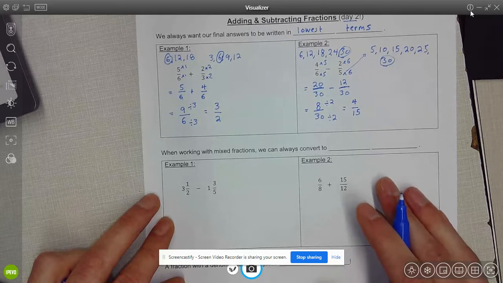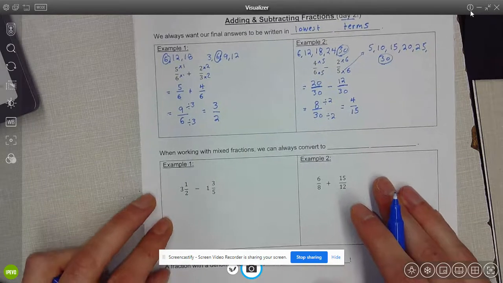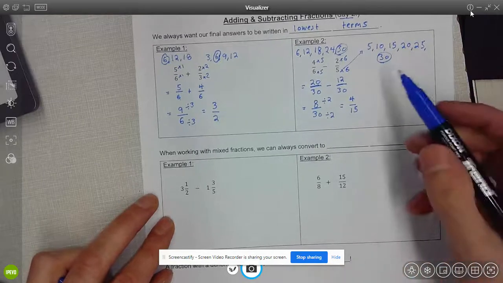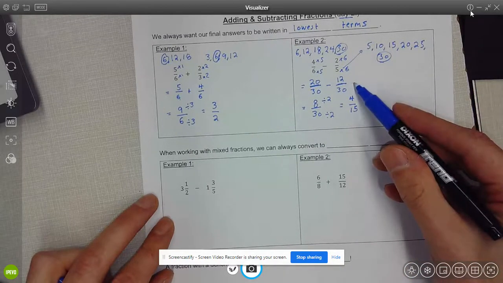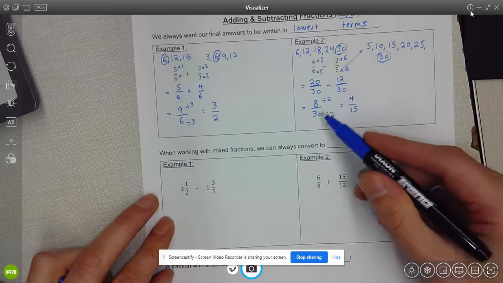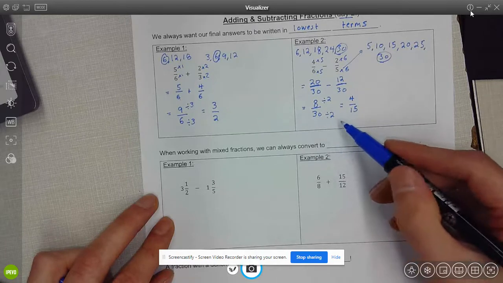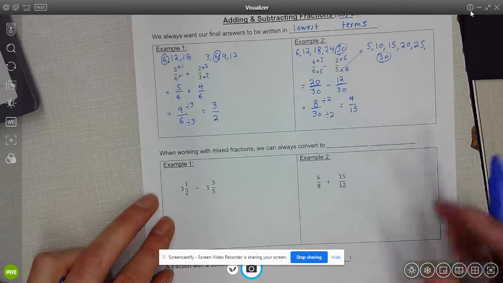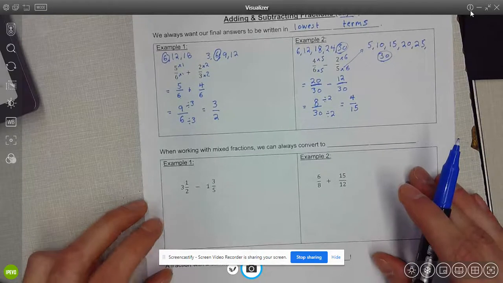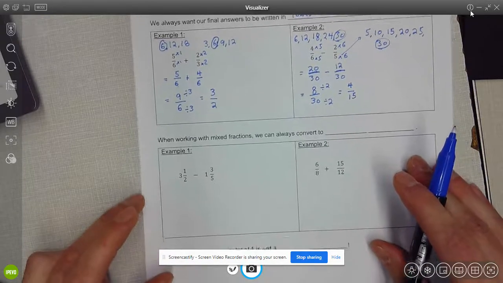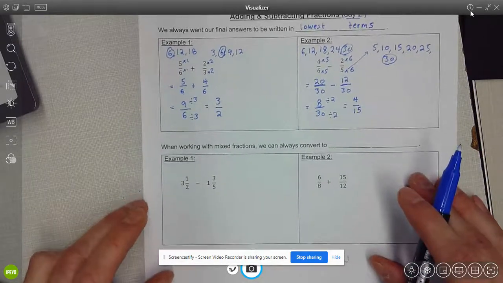The questions are getting a little bit longer. I've got 3 steps. I need to find a common denominator, the same number on the bottom. Then I add or subtract, and then I reduce. I try to write an equivalent fraction that is as small as possible. Let's do a couple more examples.